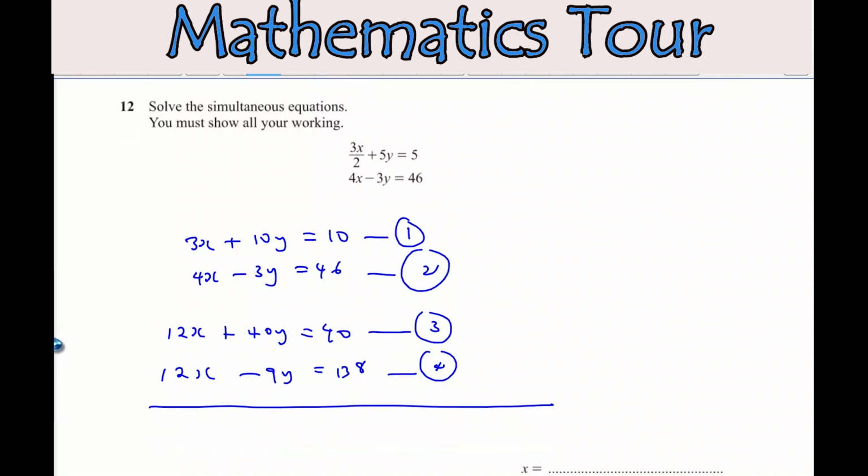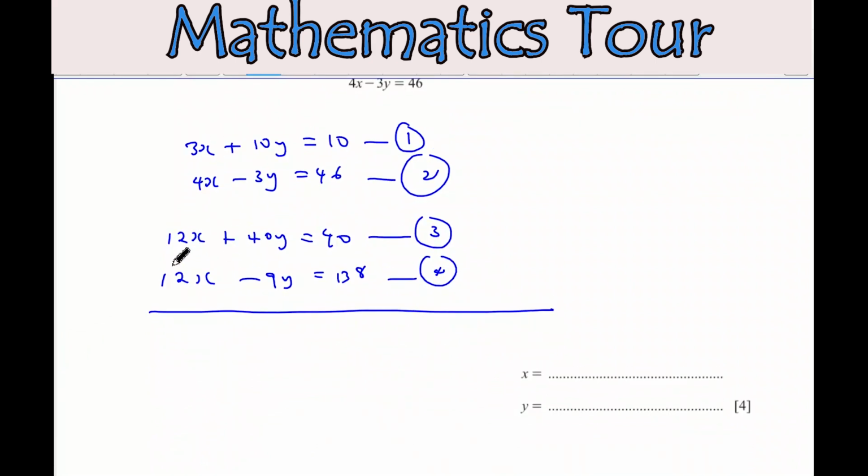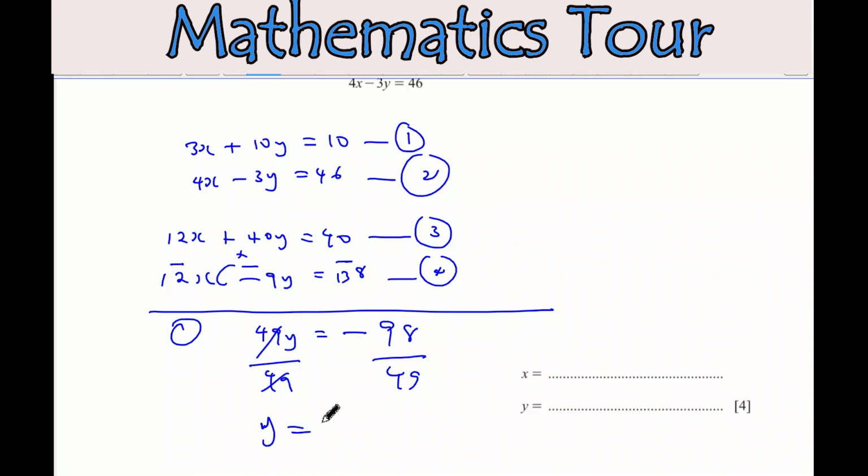Okay, so let's scroll up a little bit. Okay, so here, minus. So this and this minus this, we have 0 here. So these two signs will combine together to become positive. So I should have 49y equals to negative 98. So if I divide both sides by 49, this will cancel out. So y should be equals to negative 2.